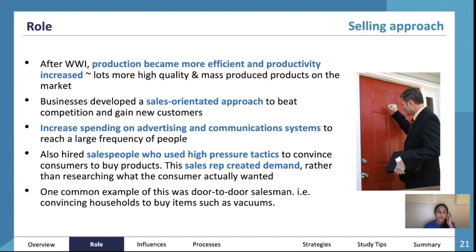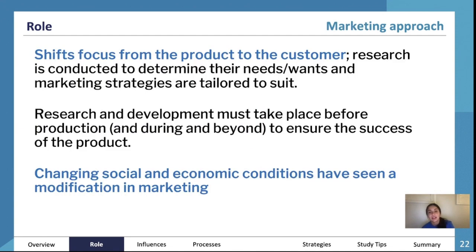So a very common example at the time was door-to-door salesmen. They would go door-to-door convincing different households to buy items, for example, vacuums. But again, it wasn't like, oh, I want a vacuum. Someone would come to your door, hey, want to buy this vacuum? These are all the features. And they're creating that demand rather than the consumers seeking that want and seeking that need.